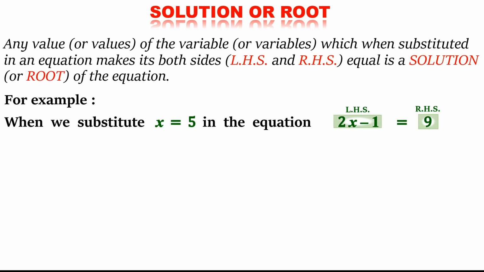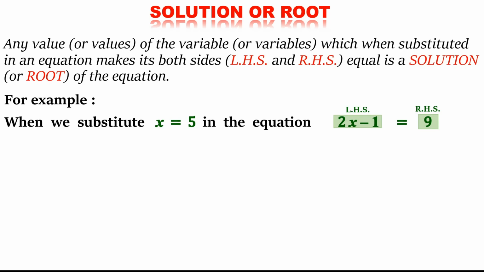So, whenever you have to prove something, whether this answer is correct or not, we are proving over here. So, what we will do? We will take one of the sides and reach the other side. And when we finally are able to reach the other side, then this is correct. And if we are unable to reach the other side, suppose I substitute x is equal to 5 in the left hand side and I don't get 9, that means x is equal to 5 is not a solution or root of the given equation.